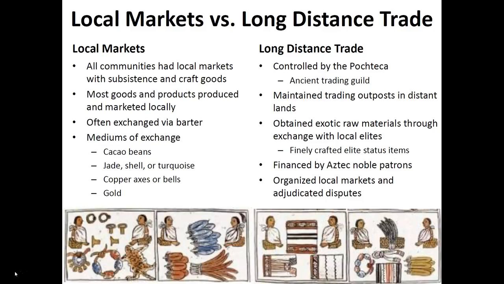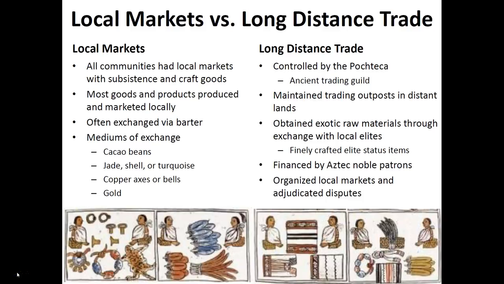Now, during the Aztec Empire, the Pochteca were financed by noble patrons who desired the resources that were brought back. And the Pochteca also exerted some level of control over local markets, where they were the ultimate source of authority in adjudicating disputes between various parties in economic transactions.